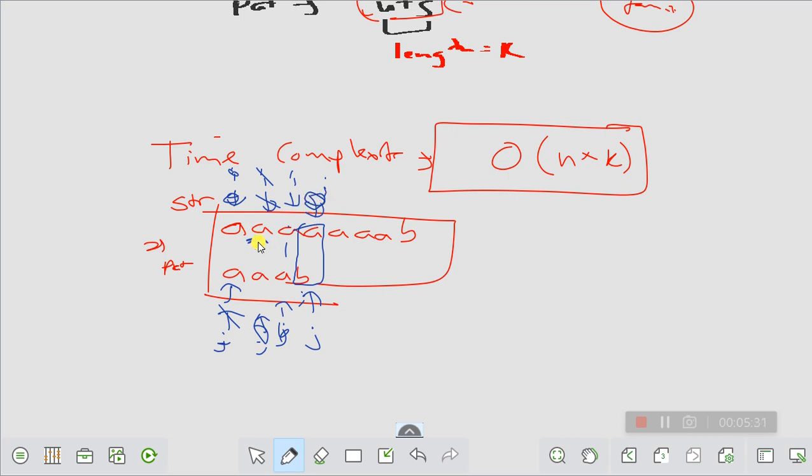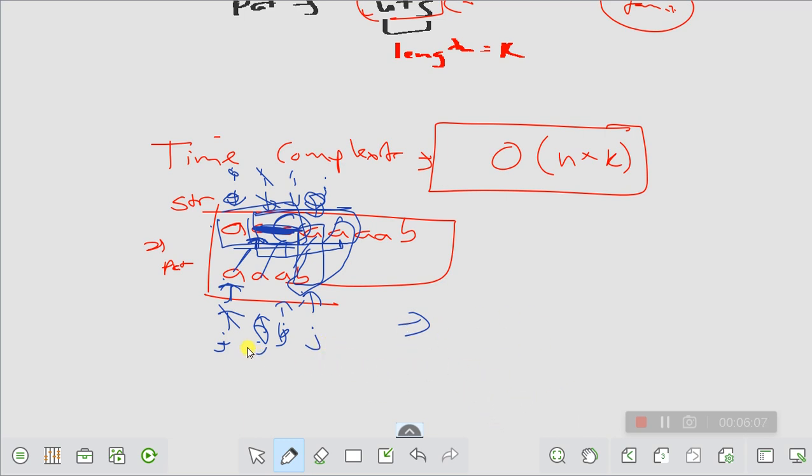By doing this, I will now check for this window, are they equal. So yes they are equal, they are equal, they are equal, but again they are not equal. Then I will move my J to 0 and I to this particular index, and continue this process. So you can see that I'm doing some repetitive comparisons. If I have already compared these two for this window, then I'm again comparing these two for the next window. So this is the problem with the naive algorithm.